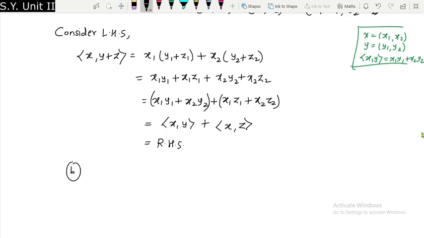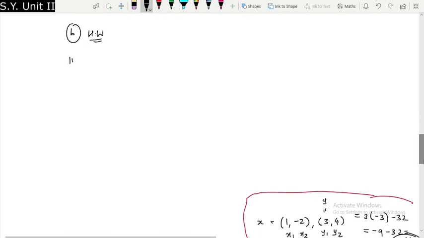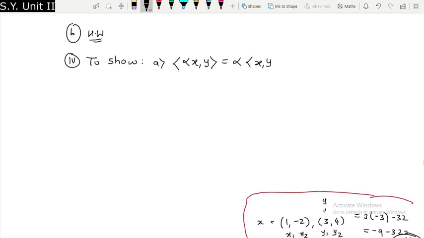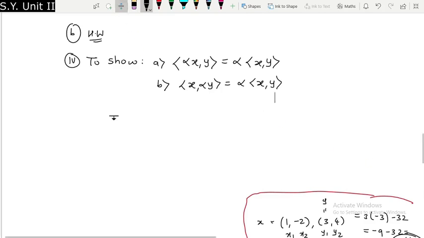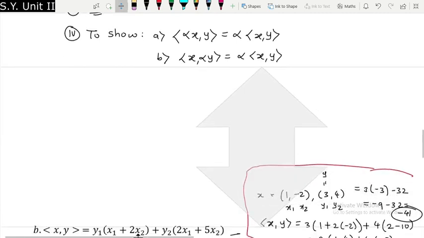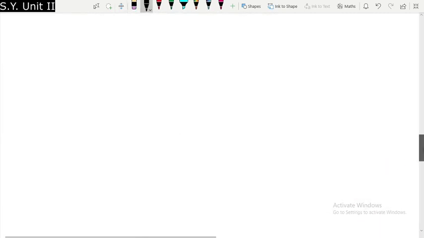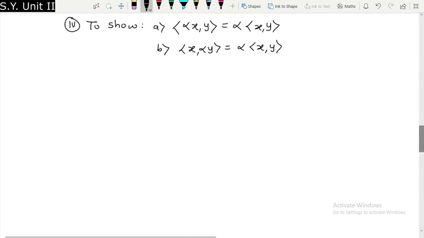So I'll leave B part for homework to you, which can be done. Okay. Now we will go for fourth part of our theorem. And in the fourth part, what we have to show is two things. A, inner product of alpha x with y is equal to alpha times inner product of x with y, and B, inner product of x with alpha y is equal to alpha times inner product of x with y. Logic is same for both, so one I will do it for you, the next one you are supposed to do as homework. So over here, now a part, solution of a part.